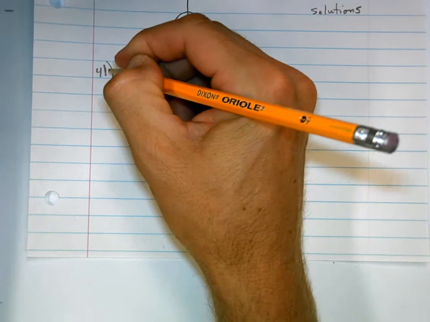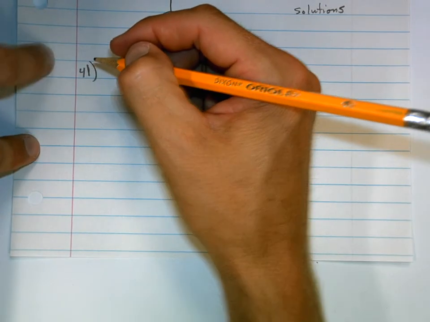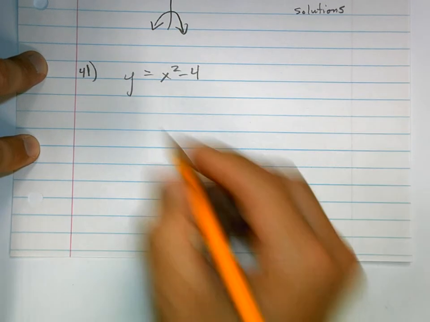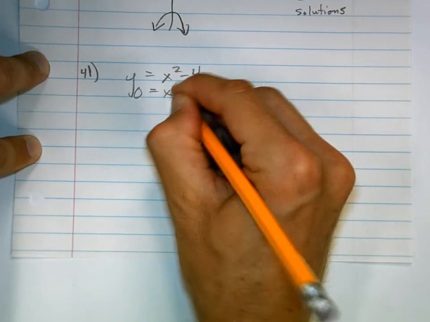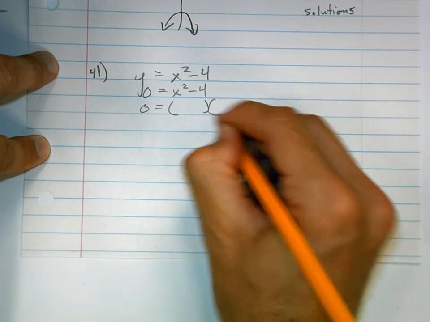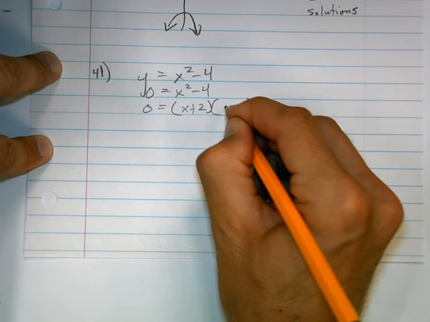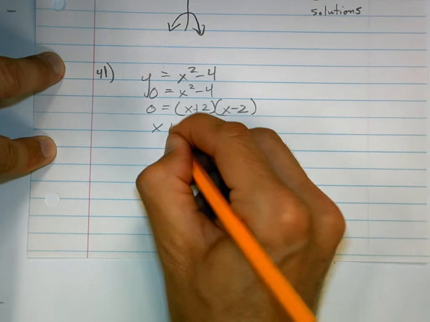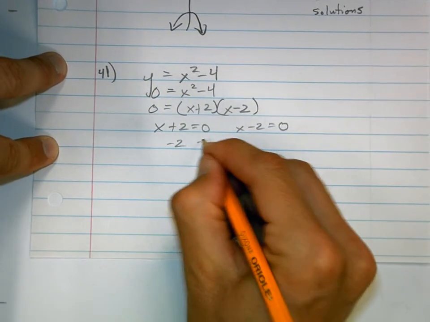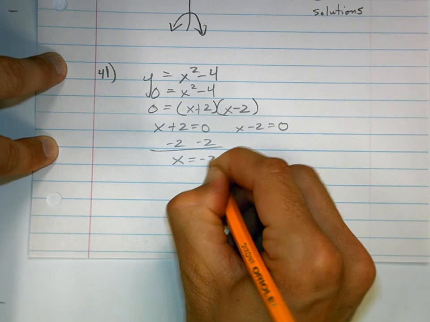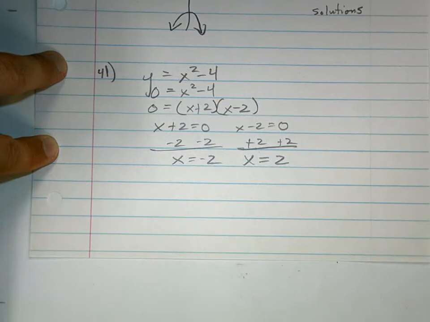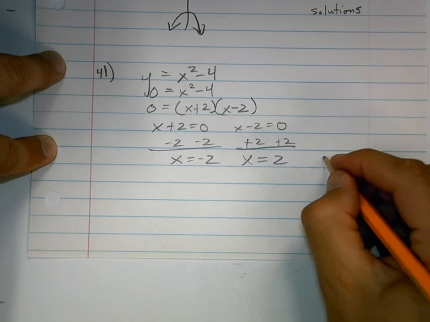41. State the x-intercepts for y equals x squared minus 4. Okay, first thing I'm going to do is set y equal to 0. And then I see difference of squares, so it's going to be x plus 2, x minus 2. I set those both equal to 0. Subtract 2 from both sides, solving for x, I get negative 2. Add 2 to both sides, x equals 2. So my intercepts are 2 and negative 2, and that is B.